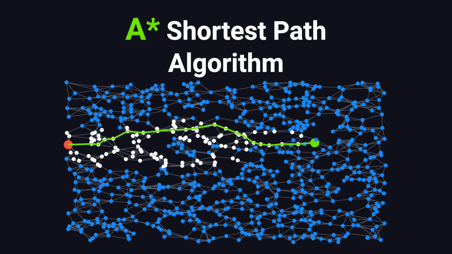Today, we're going to talk about one of the most classic and practical shortest path algorithms, the A* algorithm. It's used in all kinds of scenarios, from NPC pathfinding in video games to robot navigation, and even in the map apps you use every day, like Google Maps or Apple Maps. By the end of this video, you'll have a solid understanding of how A* works, how it compares to Dijkstra's algorithm, and how to implement it in Python.